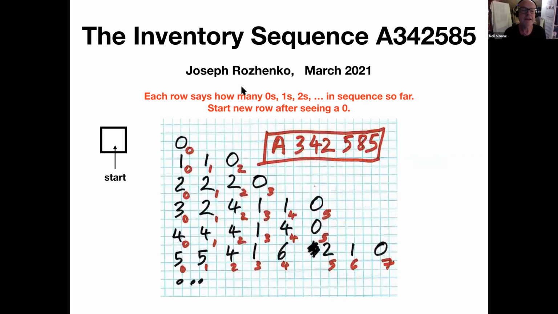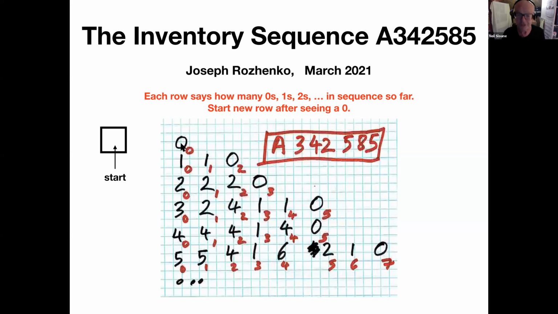And it starts like this. Let me just tell you the definition. We start off with nothing. We start off with the empty sequence. See the little box here? There's nothing in it. How many zeros do we see in that box? Well, there aren't any. So we see 0 zeros. And that's the beginning of the sequence.